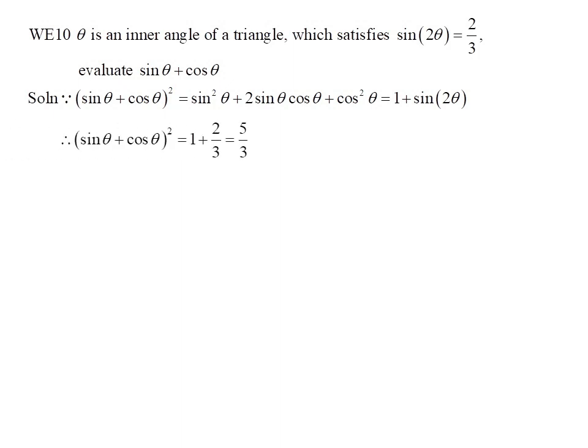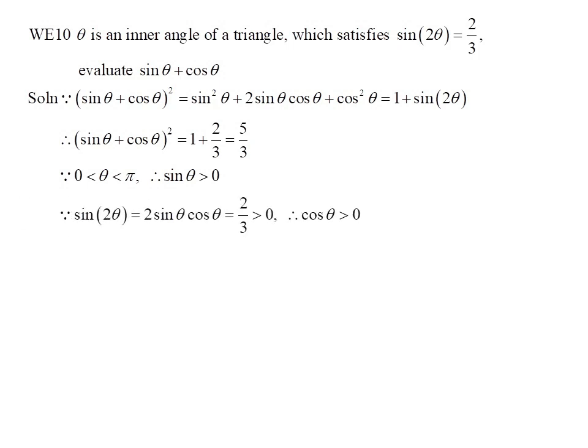So sine theta plus cosine theta, in parentheses squared, equals 1 plus 2 over 3, which is 5 over 3. Since theta is an inner angle of a triangle, and sine 2 theta equals 2 over 3, which is greater than 0, obviously cosine theta here is greater than 0. Therefore, sine theta plus cosine theta equals square root 15 all over 3.